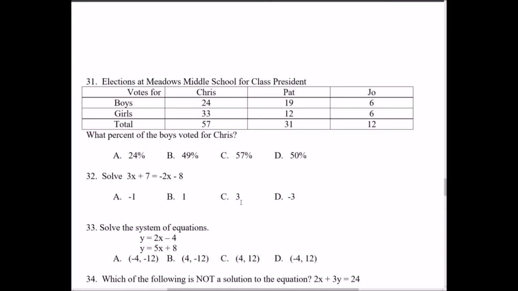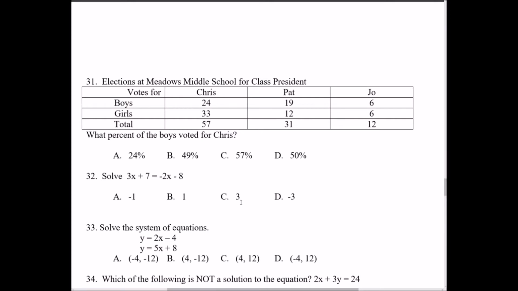Well, let's move on to number 31. We're looking at elections for class president at Meadow Middle School. We have Chris, Pat, and Joe as candidates, with their votes broken down by gender. We have boys and girls, and then the total number of votes they received. So let's jump right into the question.